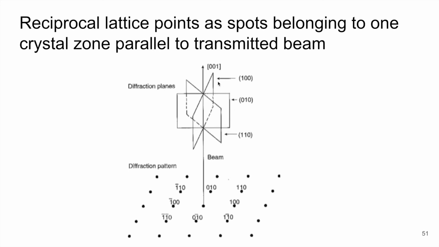And so we know from the Weiss zone law that 100, 010, 110 are all members of the zone. So they have the 001 direction within them. And it turns out that only planes that are members of the zone will diffract. So if our beam is parallel to the 001, only planes that are a member of the zone will diffract.